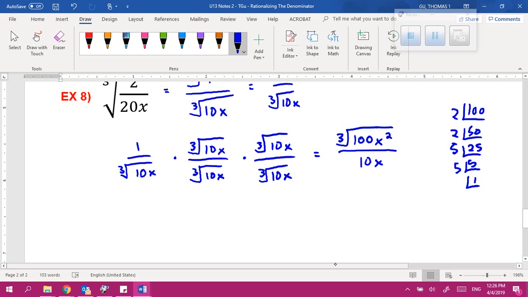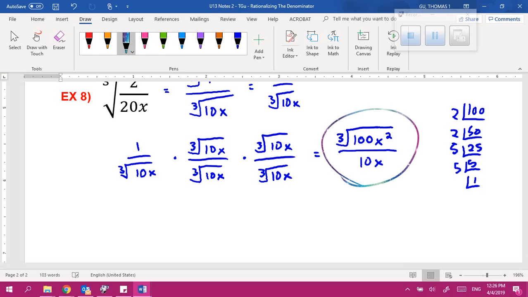But how big are the groups supposed to be? 3. Do you see any triples here? No, so that's why this is as simple as it gets. That's the answer. So if you're not sure whether it simplifies, do the upside down division and see if you have any groups.